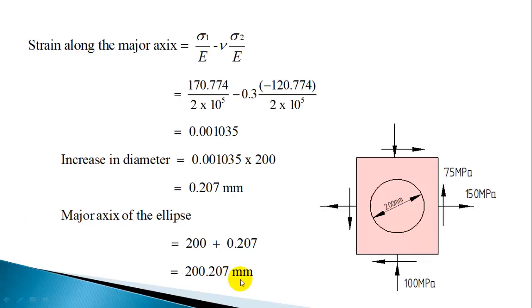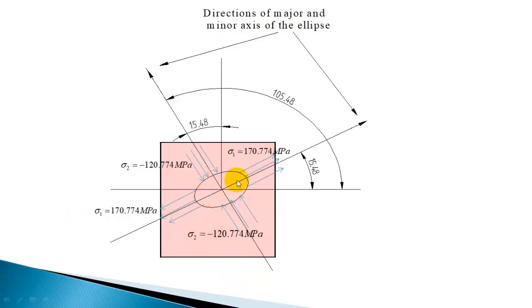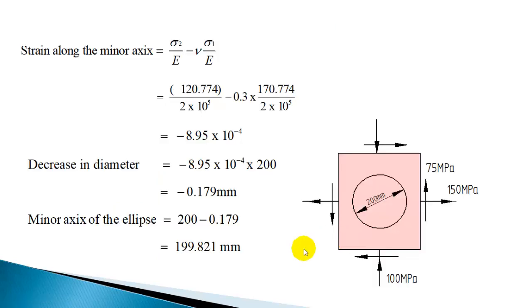So the major axis will increase and the diameter will be more than 200, the minor axis will decrease and the minor axis will be less than 200. Let us work out another example.